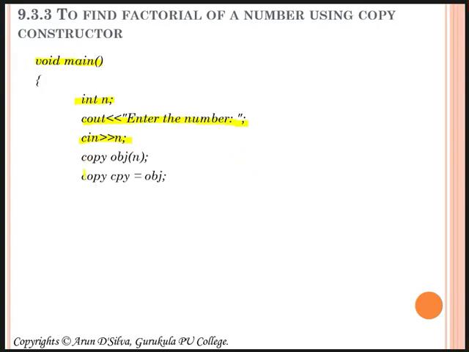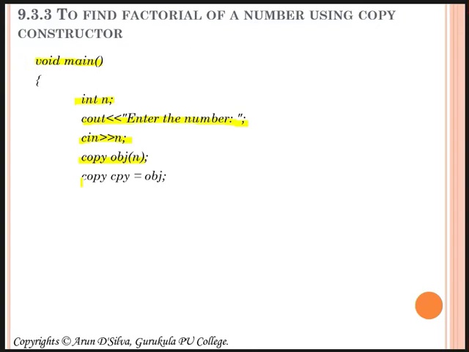Now what I'll do, I created one object of the copy class, obj of n. Now when I did obj of n, what happens? This object is created with this n value. So that means whatever value you are entering for n will be assigned to the var member data, and here the parameterized constructor will be invoked.